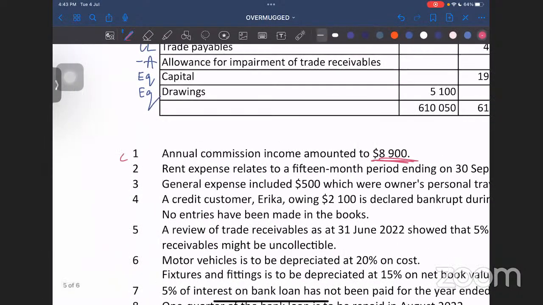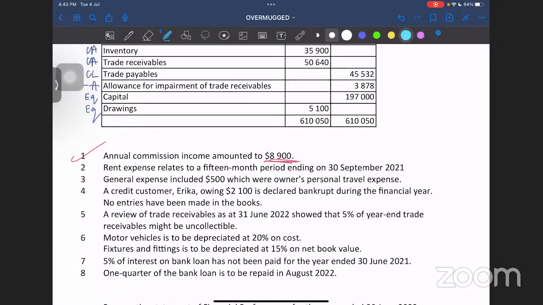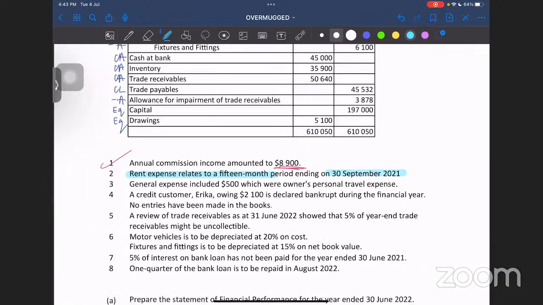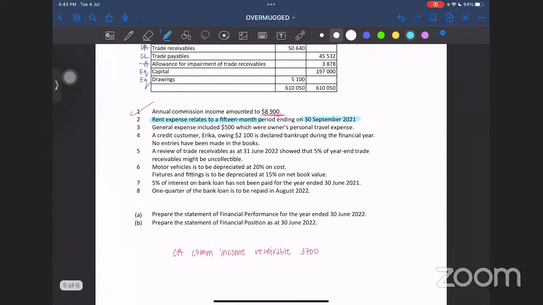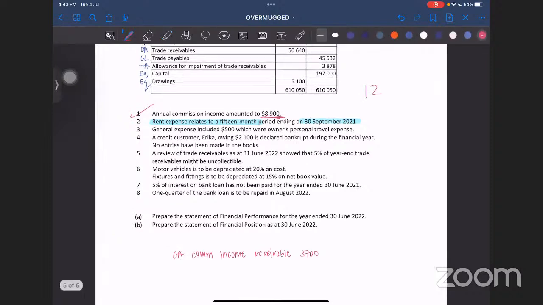Okay, so first one done. Rent expense relates to a 15-month period ending on this date. So for here, my question to you is, 1 year, how many months? 12 months, right? I have 12 months in a year. So this guy, they paid for 15 months. So they paid extra how much? Extra 3 months. Am I right?